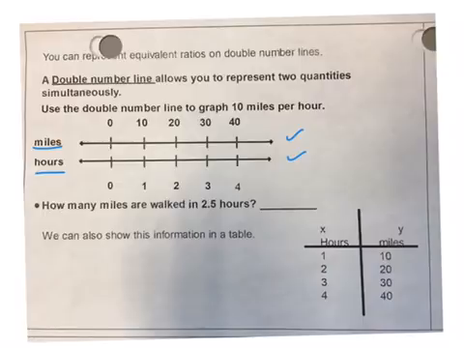So what they did is they created a graph. Miles is on top, hours is on the bottom for 10 miles per hour. How many miles are walked in 2 5/10 hours?